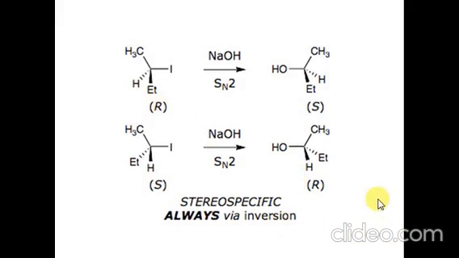So in case of stereospecific reactions, we don't have any option. And the stereochemistry of the product is always dependent on the stereochemistry of the reactant, right? So this reaction is stereospecific, and it always proceeds via inversion of configuration.